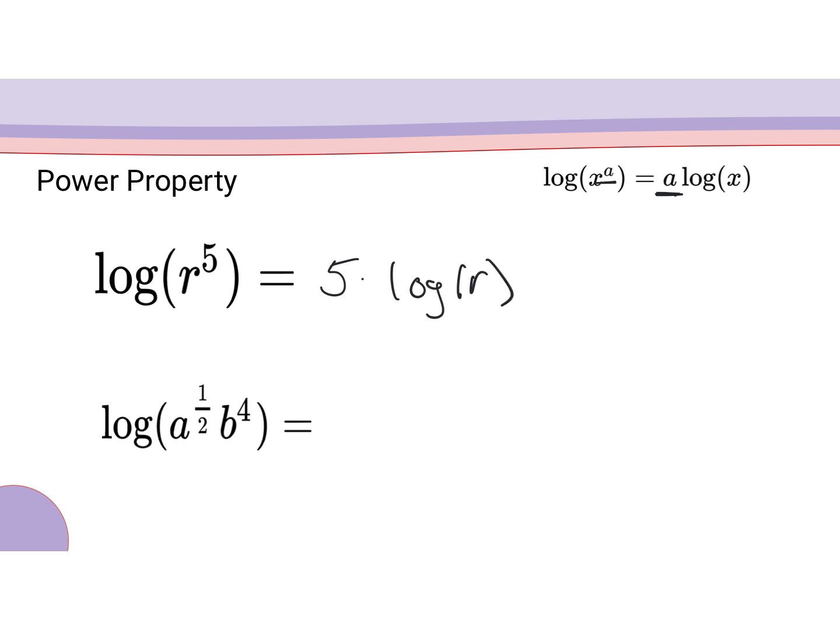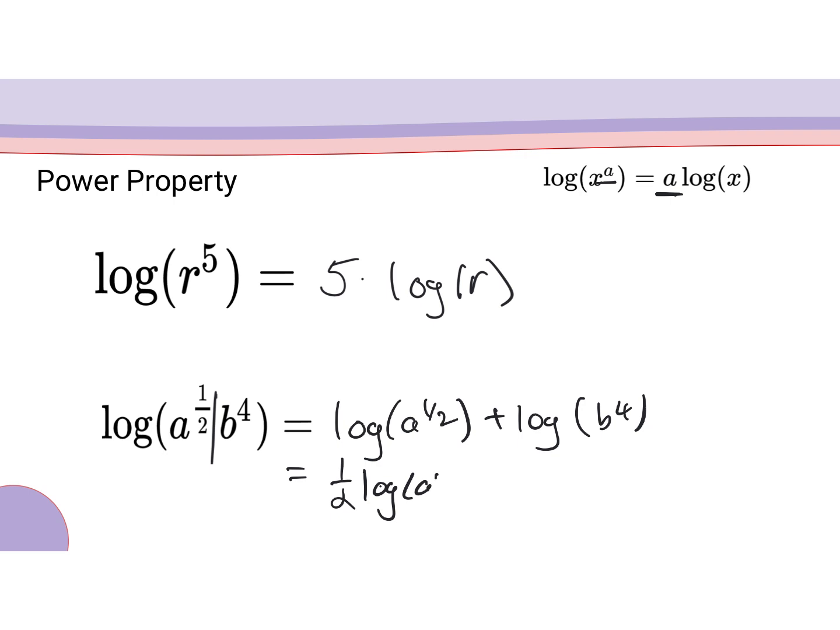Log base 10 of a to the 1/2 b to the 4th. Now I can split it, because it's a multiplication. So I'm going to split it this way: log of a to the 1/2 plus log of b to the 4th. And now I'm going to use the power property to bring those coefficients in front: 1/2 log a plus 4 log b.